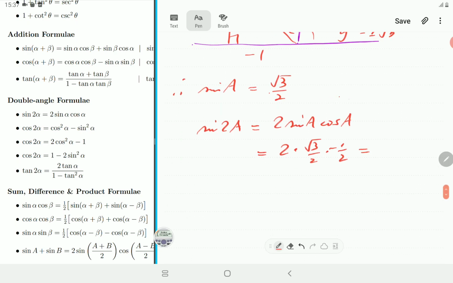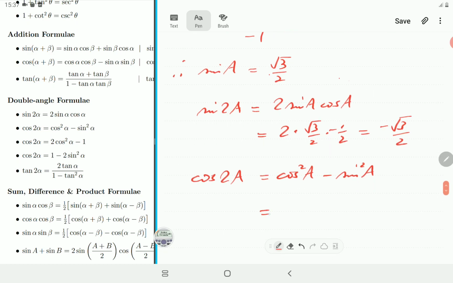So this is going to be negative root 3 over 2. And then cosine 2A, we can use any of these formulas here. I'm going to use the first one, cosine squared A minus sine squared A, because we know both of them.